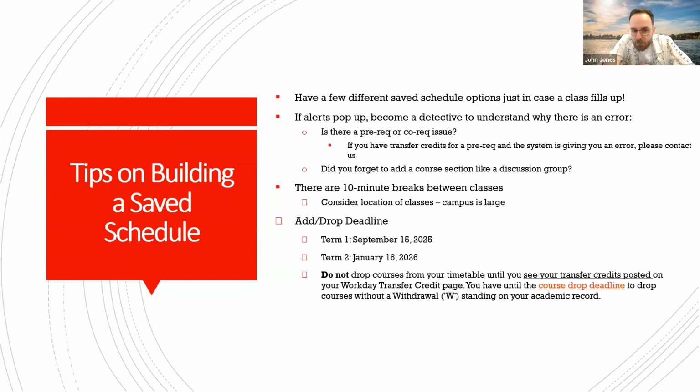So that's September 15th for term one. It's January 16th for term two. So it's about 2 weeks or so into classes. You can drop from a class without having anything on your record, without withdrawal standing, without anything there. So we do not recommend dropping classes from your timetable until your transfer credits have been posted and they're there on your Workday record, and you can be sure, okay, I have these credits. I know that I can drop the UBC class. I don't have to worry about it before you go and take that action.